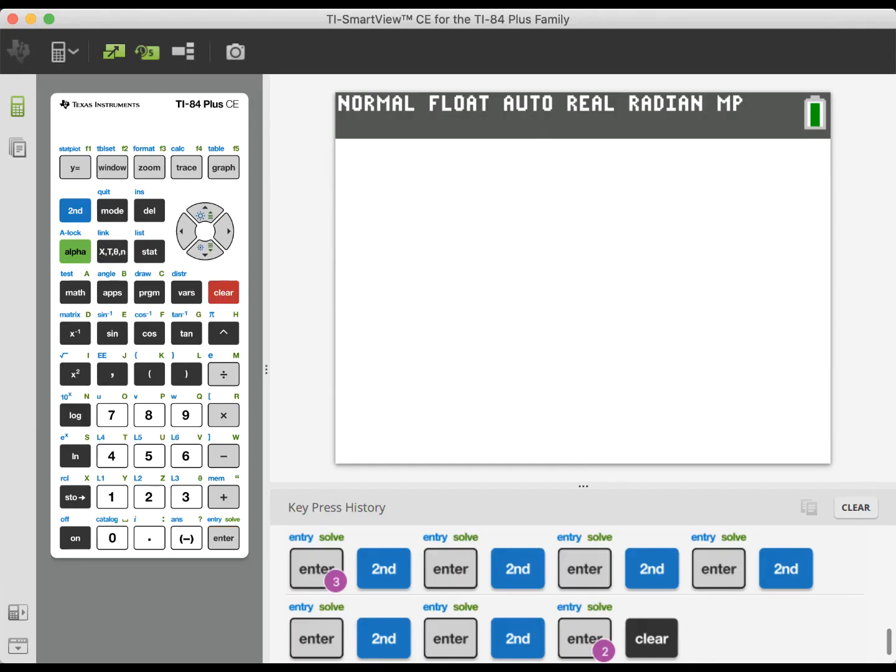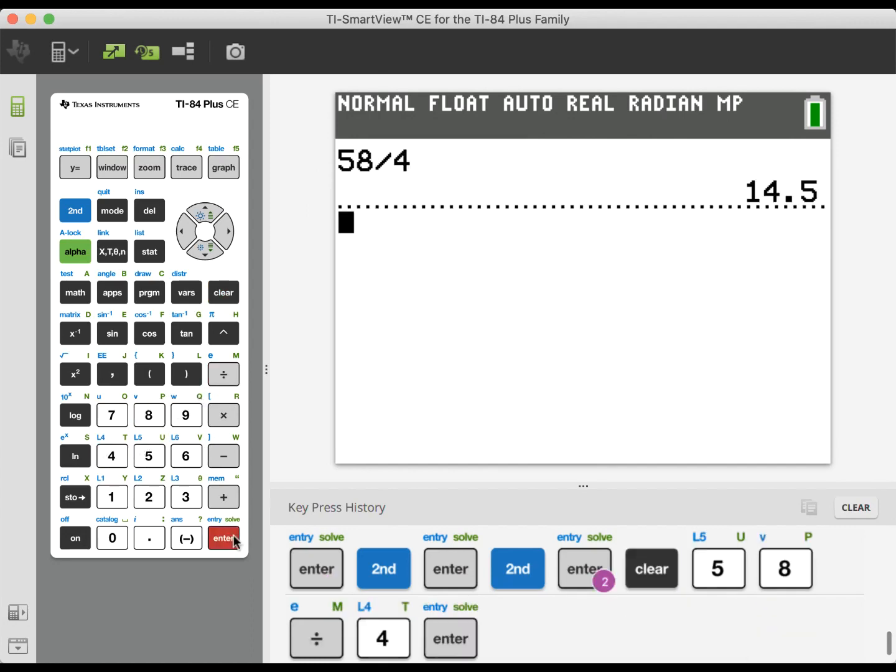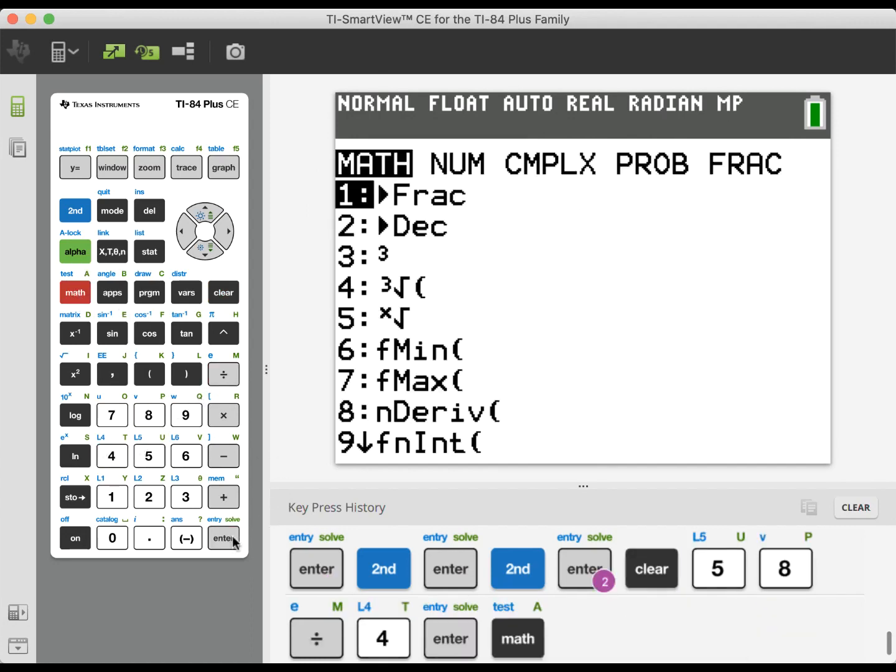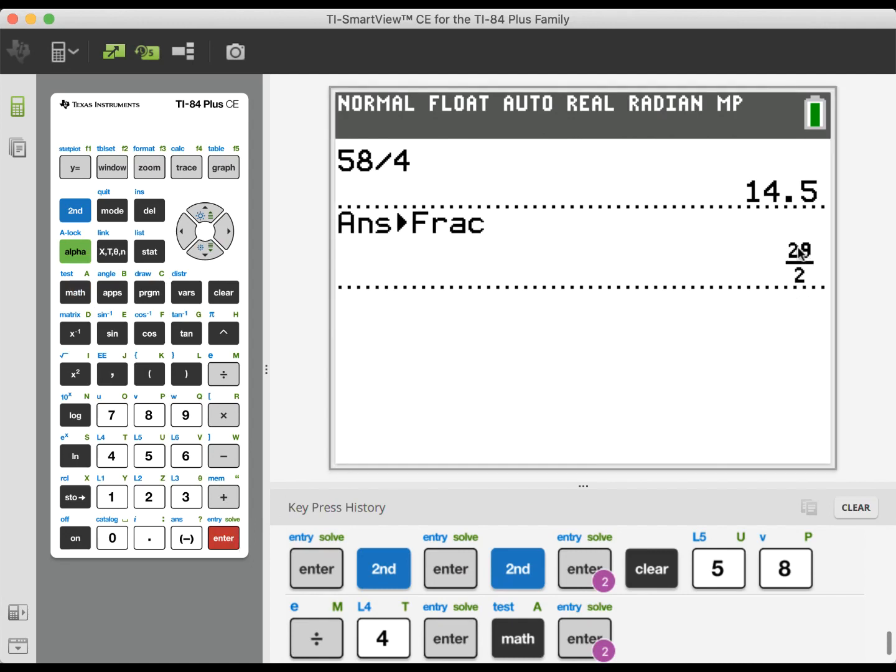Okay, welcome to the calculator. And in this one, I want to go ahead and do that 58 over 4. So we have 58 over 4. And then just press math, enter, enter. And notice that it gives us 29 over 2, which is exactly what we had previously.